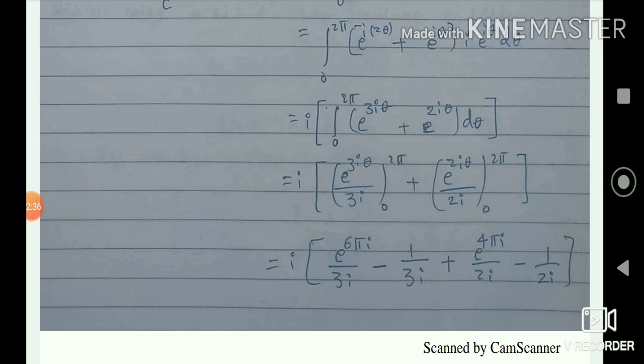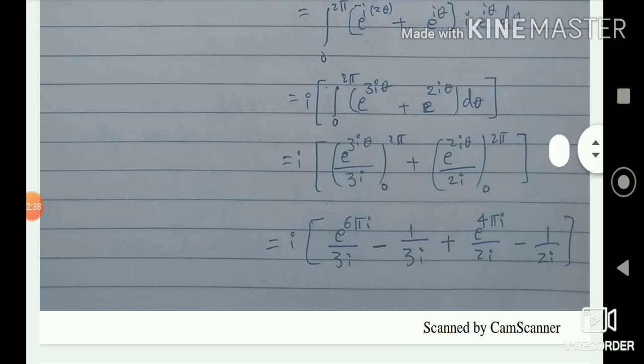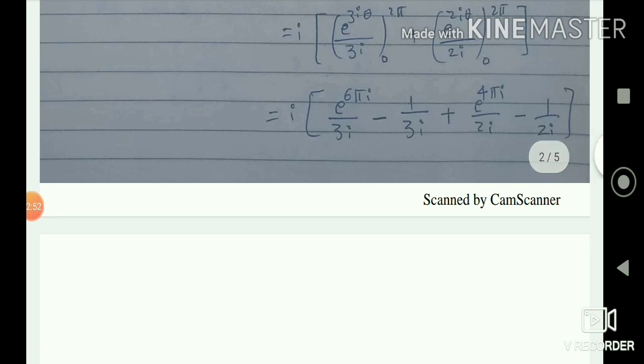Similarly, the second factor, that is e power 2i theta, when you substitute theta as 2 pi, we get e power 4 pi i divided by 2i minus e power 0 by 2i. E power 0 is 1. Now we have to see what this e power 6 pi i means, or e power 4 pi i means.